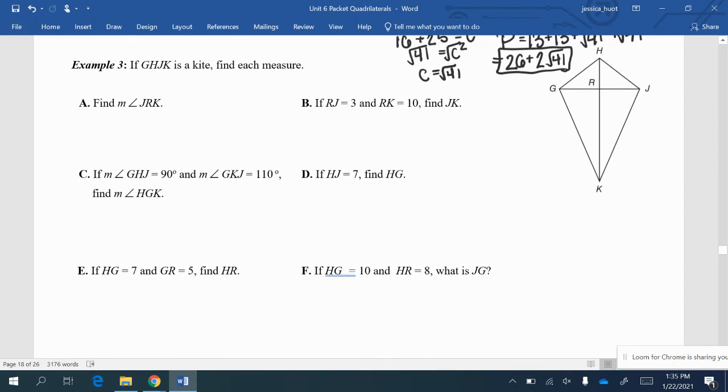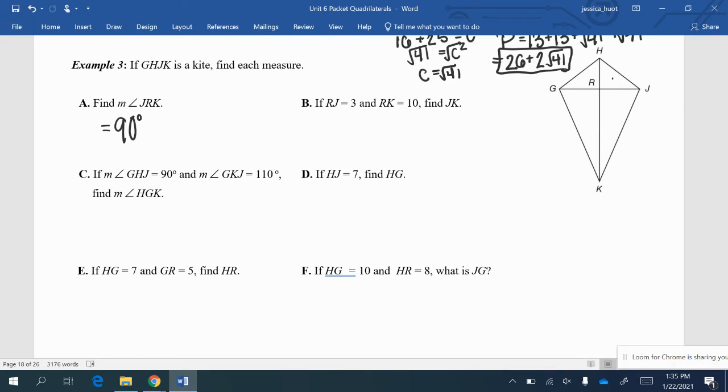All right, example 3, if GHJK is a kite, find each measure. Find the measure of angle JRK. So here, the diagonals are perpendicular, so this is going to equal 90 degrees, because our diagonals intersect at that 90-degree angle.